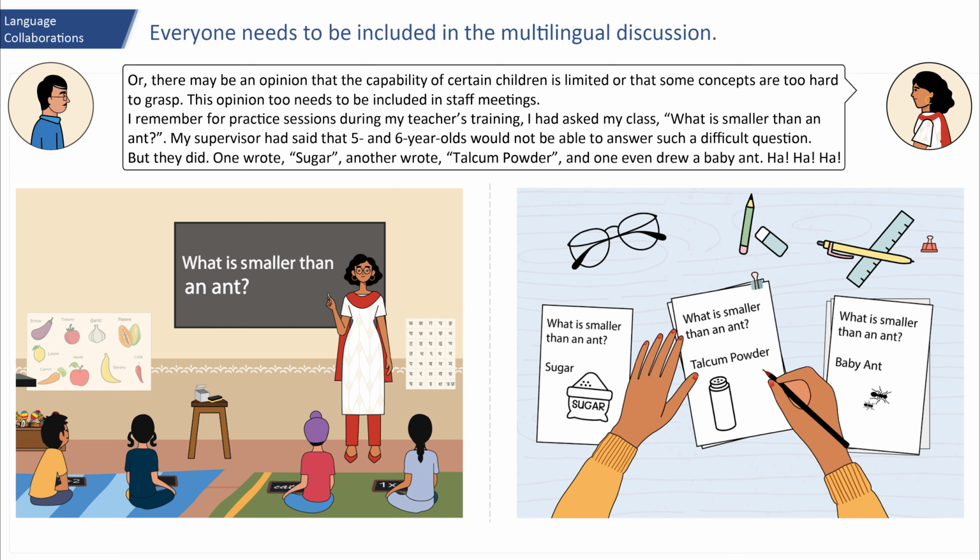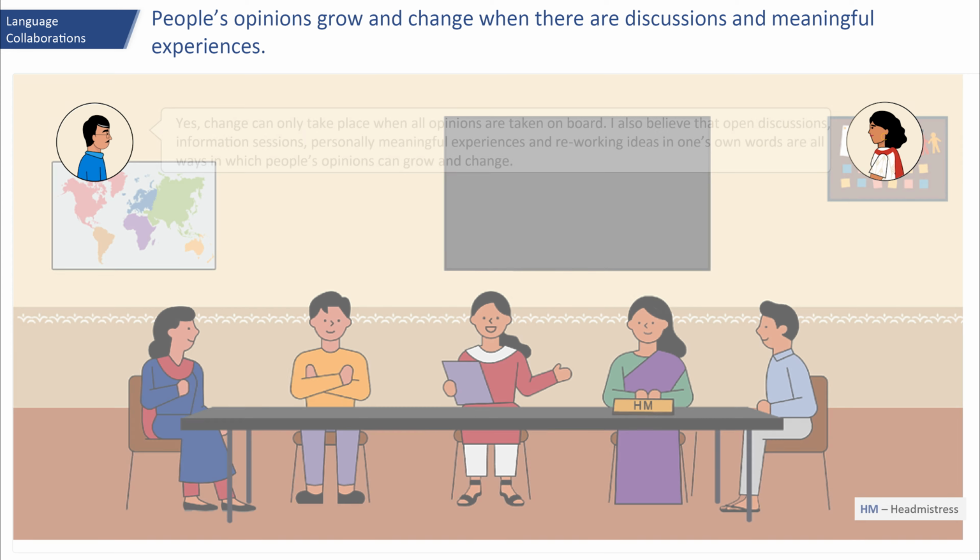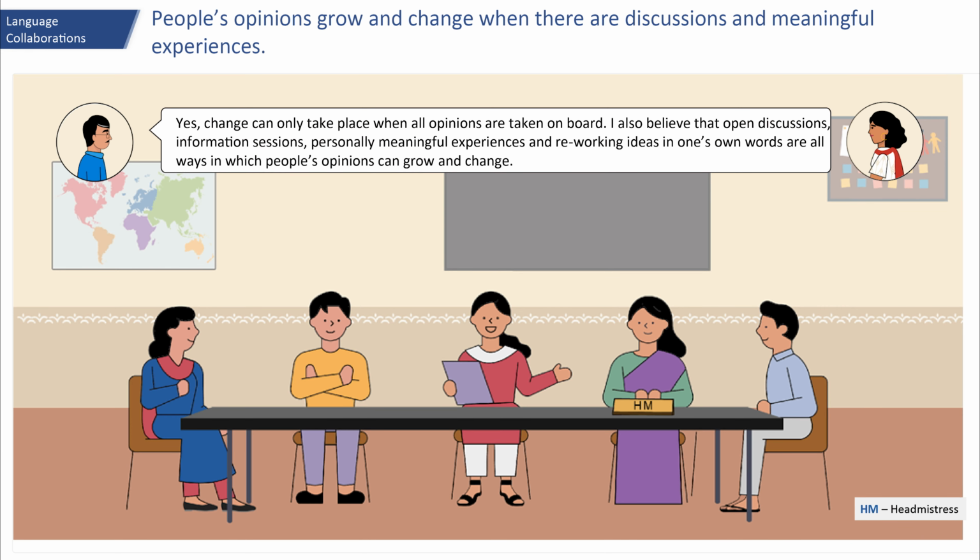I remember for practice sessions during my teacher's training, I had asked my class, what is smaller than an ant? My supervisor had said that 5- and 6-year-olds would not be able to answer such a difficult question. But they did. One wrote sugar, another wrote talcum powder, and one even drew a baby ant. Yes, change can only take place when all opinions are taken on board. I also believe that open discussions, information sessions, personally meaningful experiences, and reworking ideas in one's own words are all ways in which people's opinions can grow and change.